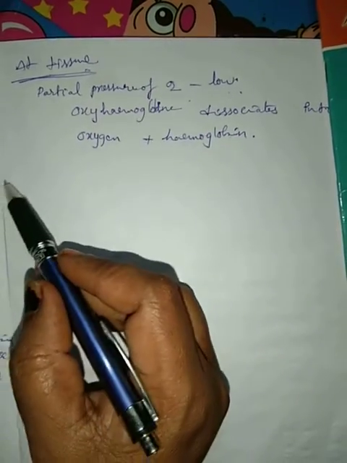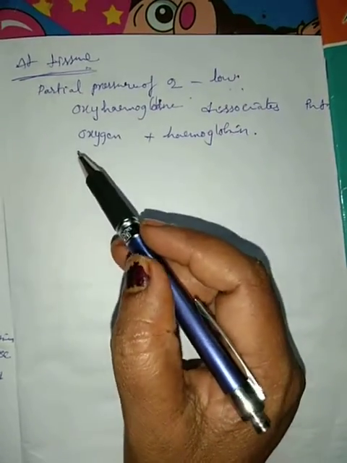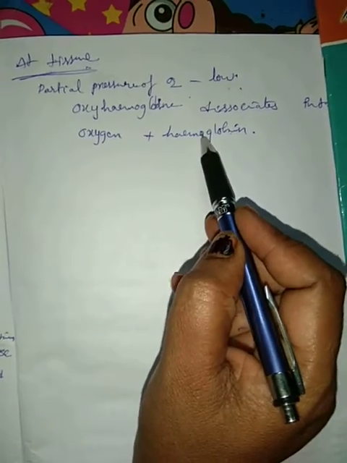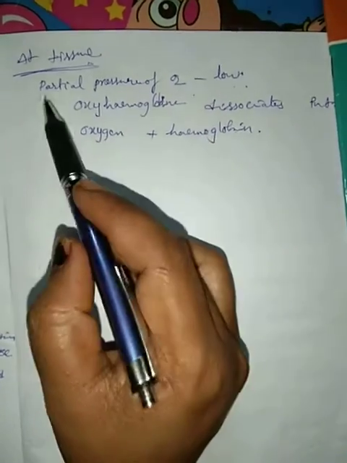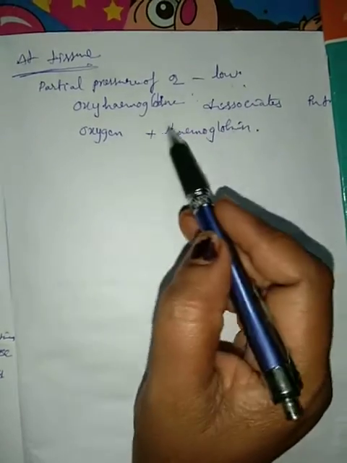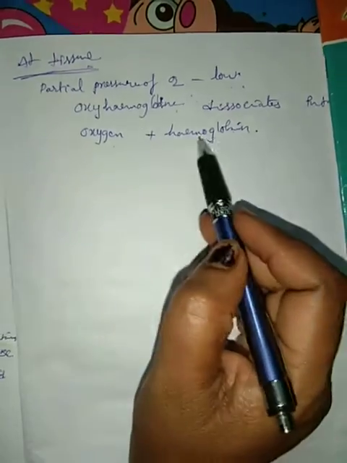At the lung stage, partial pressure of O2 is high, then oxygen binds with hemoglobin, then forms oxyhemoglobin. But at tissue stage, O2 is low, then oxyhemoglobin dissociates, converting into oxygen plus hemoglobin.